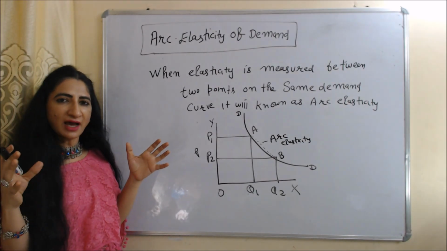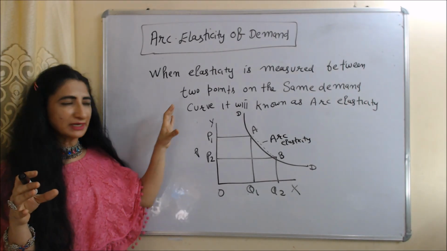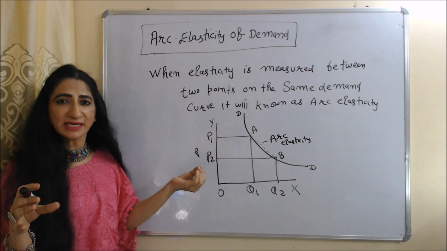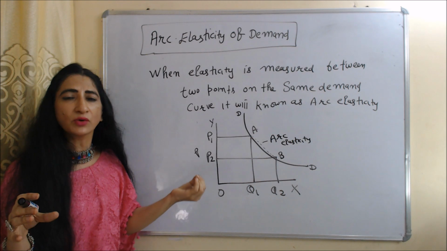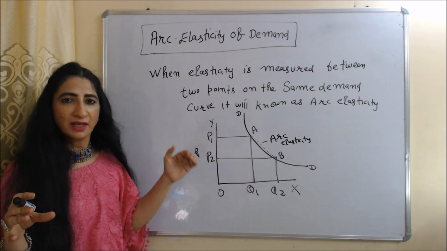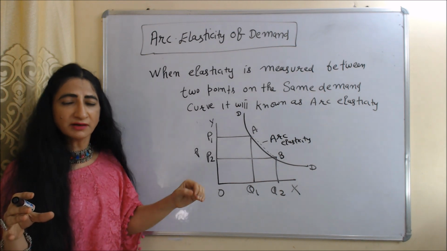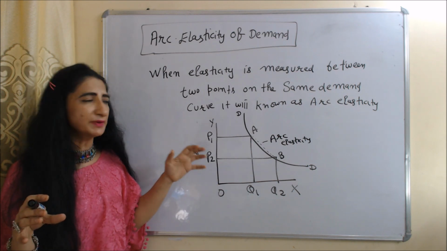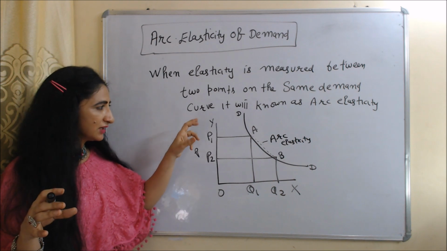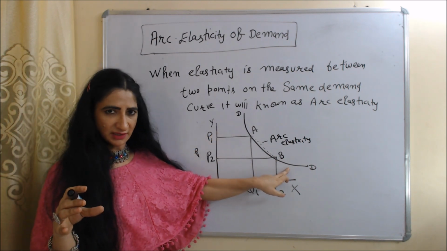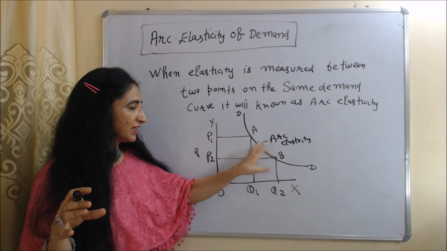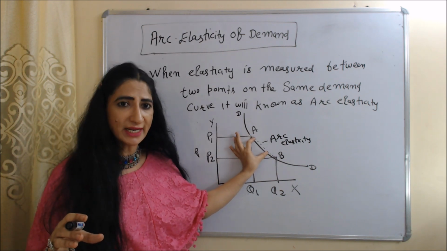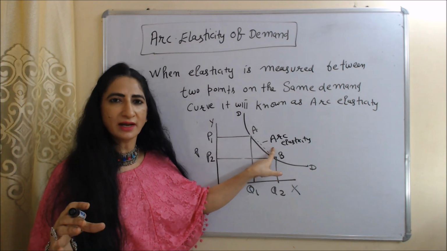Next method is arc elasticity of demand. When elasticity is measured between 2 points on the same demand curve, it will be called arc elasticity of demand. Here you can see this DD is a demand curve. Here we have 2 points A and B. If we are measuring elasticity between these 2 points A and B, it will be called arc elasticity.